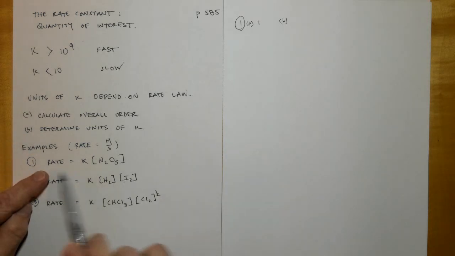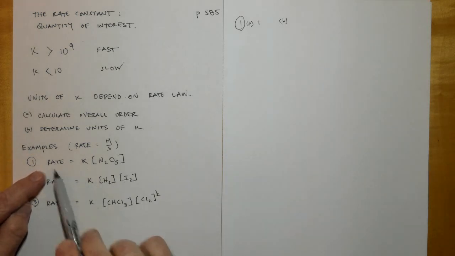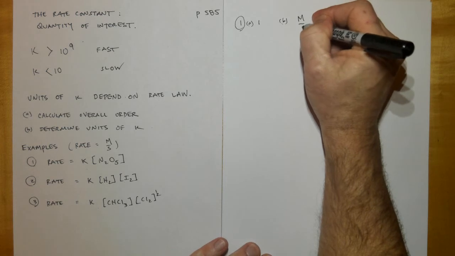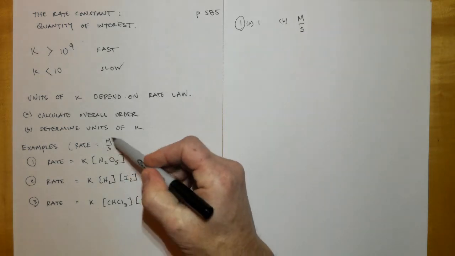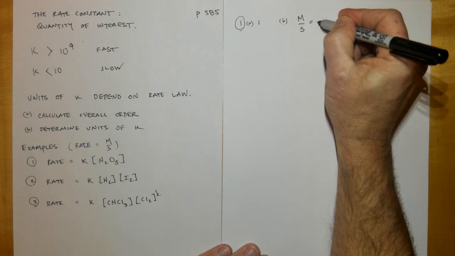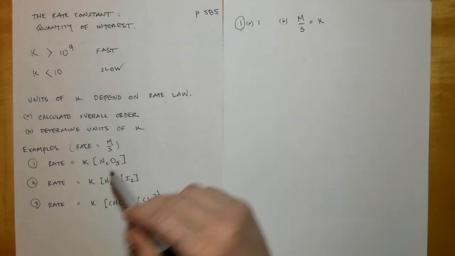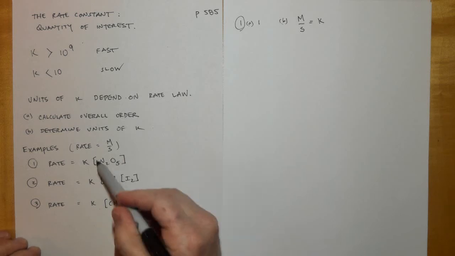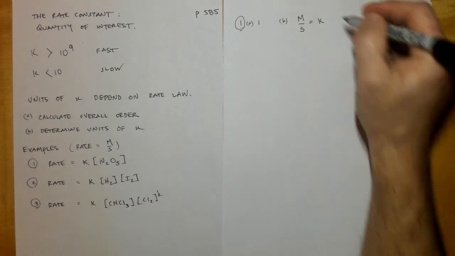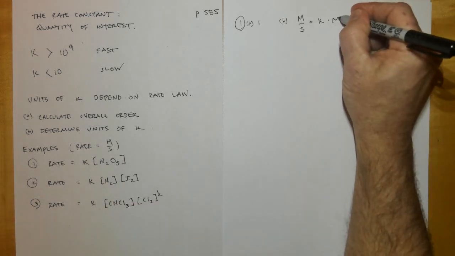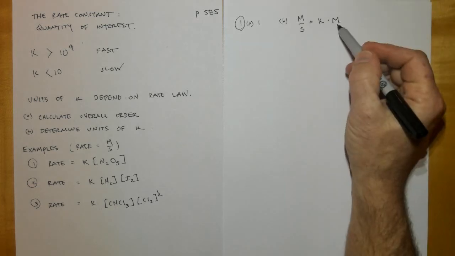Now we have to do some unit analysis for this. For rate, it would be molarity per second. K is the set of units we want to know. We don't know what that is. And then N2O5, remember when it's in brackets like this, it means concentration or molarity. So it would be times molarity right here.